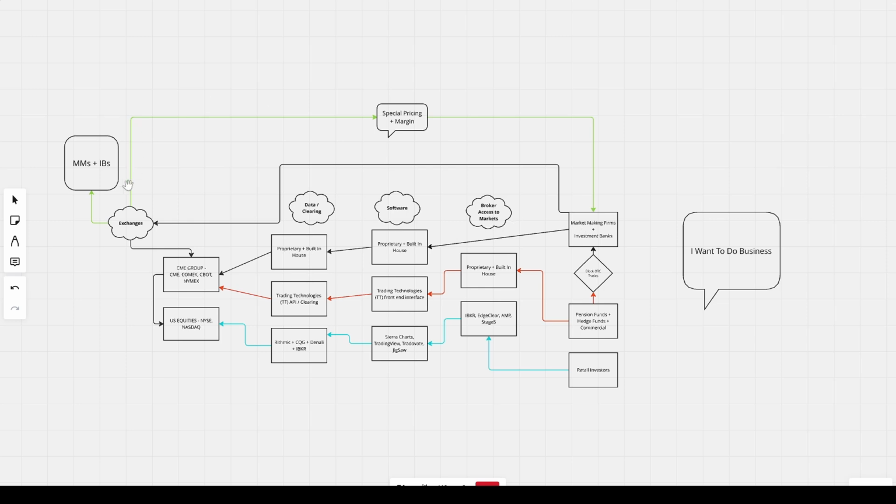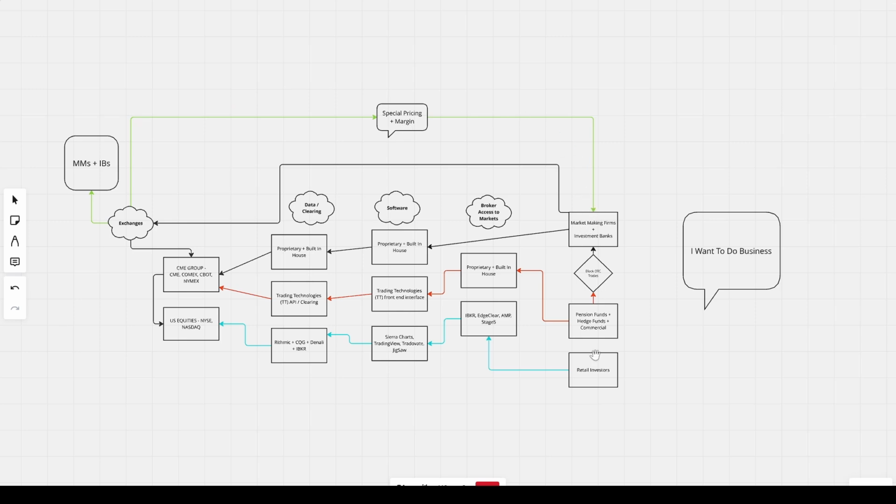And also the exchange, when we think that they're just there to really referee everything, I mean they are to a degree. There's some regulators in there that kind of watch an eye over this, but really the exchanges have got special pricing on margin for these market making firms and investment banks.